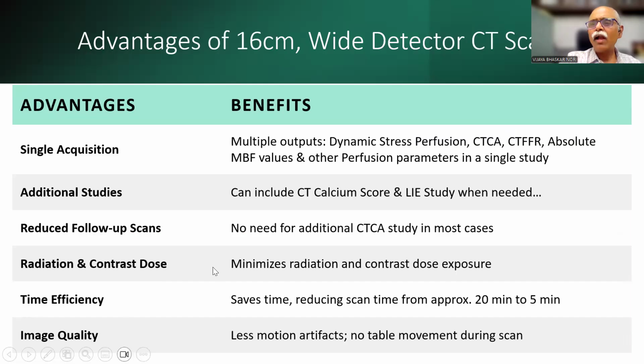Saves time. And if you can get a good stress perfusion study with proper shallow breathing, in the same study you can get a good CT angiogram. You can quantify stenosis. You can quantify absolute myocardial blood flow value also. So by just doing a single stress myocardial perfusion study in a properly tailored study, you can get everything in a single study. That means stenosis quantification and perfusion. So that is the advantage of having a 16 centimeter scanner.